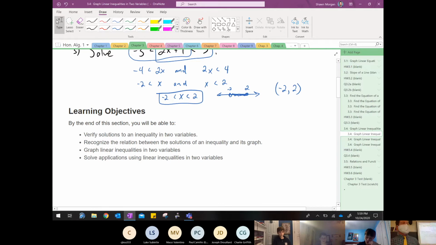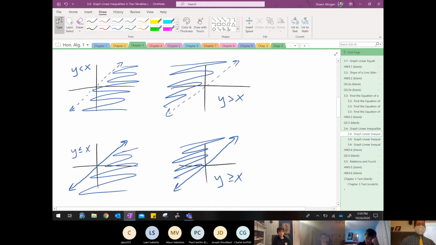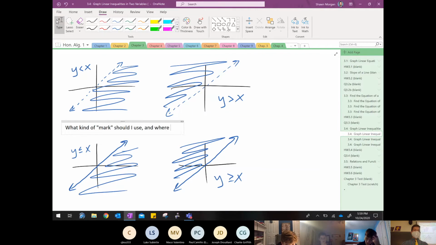We're also going to discuss, when you're graphing inequalities, that notion of what kind of mark should I use and where should I shade. Those 2 questions are going to be answered on this screen right now. So again, the 2 questions are, what kind of mark should I use, and where should I shade? If we can figure out the answer to those two questions, then this lesson will be no different than it was last week.